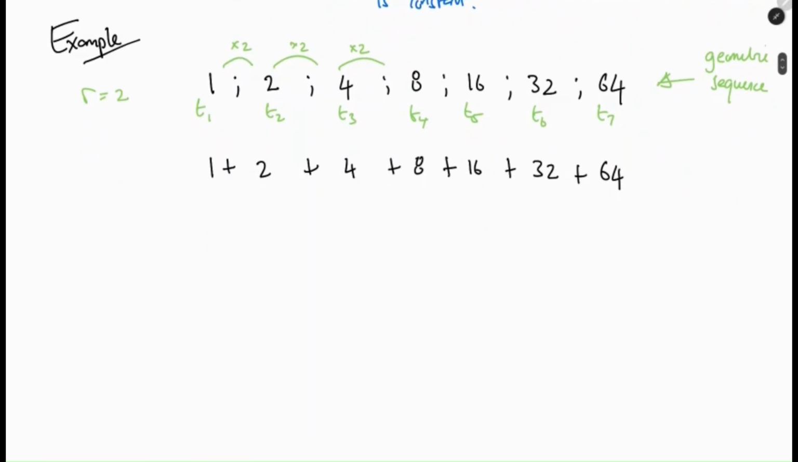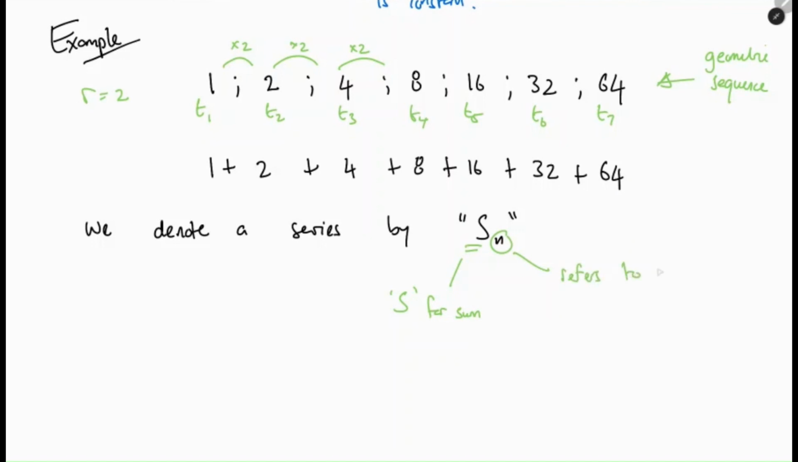How do we denote a series? We denote a series by capital S subscript n. You can think of the S as S for sum, because we're always summing in a series, and the n subscript refers to the number of terms in the series. So in this case we've got 7 terms, so we denote this as S7.